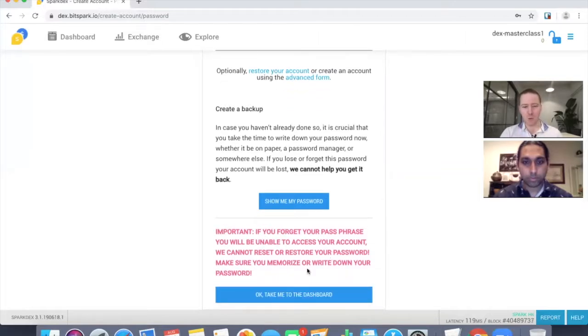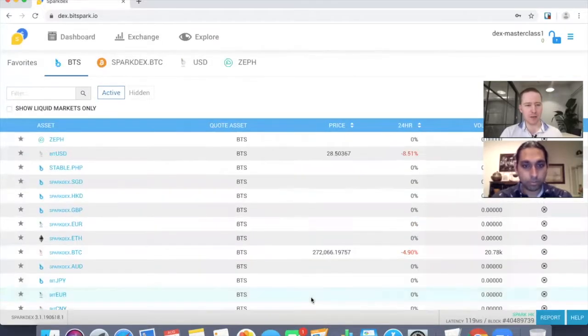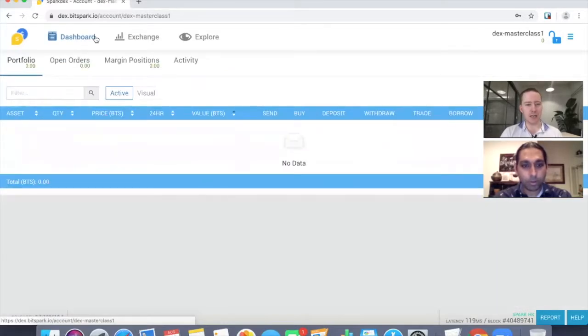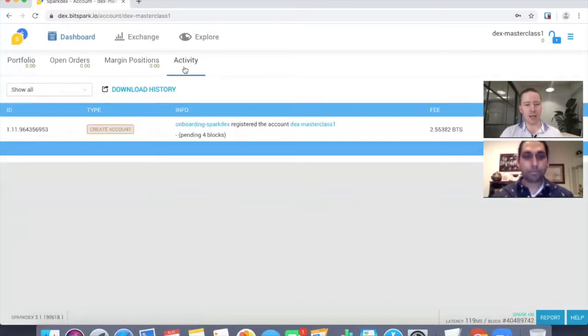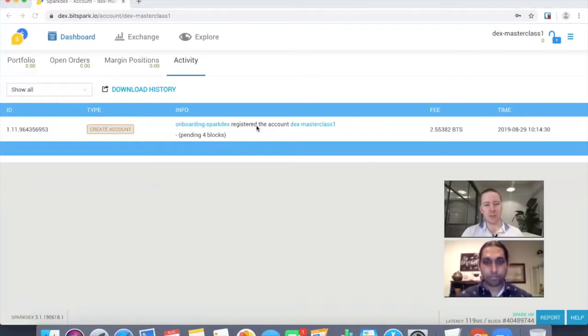So what I can do next is take me to the dashboard, and we can just take a look at a few things. You can see here a number of different currencies which we can transact with. If I click on this dashboard here, I just want to quickly check the account creation. I'll just move this out of the way a little bit. You'll see that this is on the blockchain. So this is a real blockchain transaction, create an account, DEX Masterclass 1.